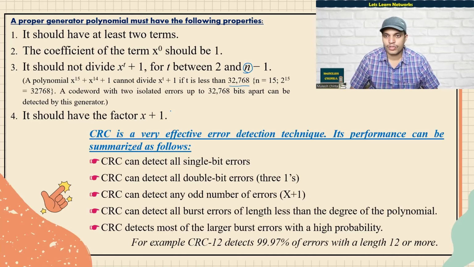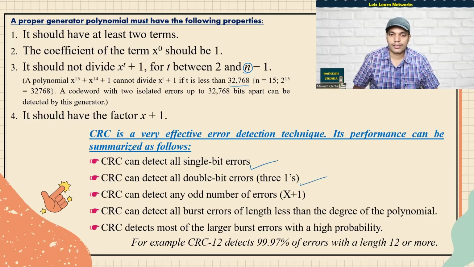Sir, what is the importance of CRC? CRC is a very effective error detection technique. Its performance can be summarized as follows. A CRC can detect all single bit errors, all double bit errors, any odd number of errors, and it can detect all burst errors of length less than the degree of the polynomial.